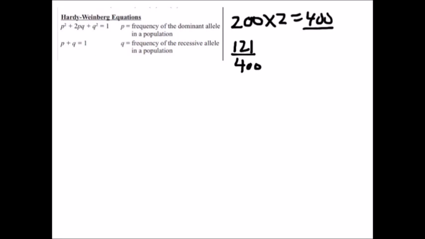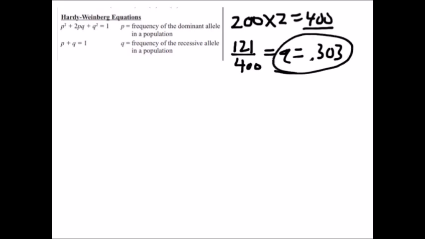That should represent for us Q, because remember that Q is the frequency of the recessive allele. We have 121 recessive alleles out of a total of 400. So let's divide that out, put it in decimal form. So 121 divided by 400 gives us, for Q, 0.303. So we now have a frequency of a recessive allele.